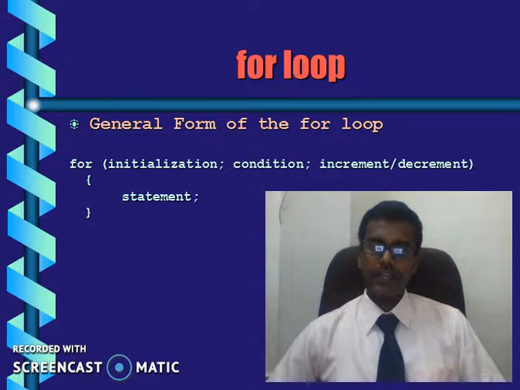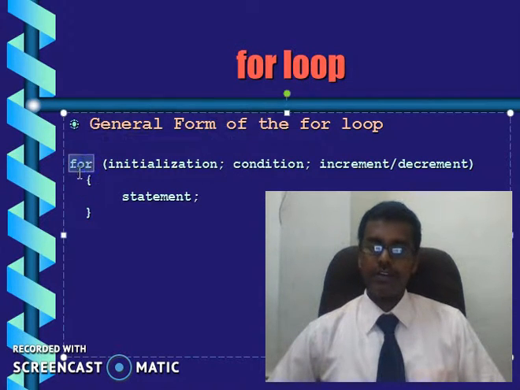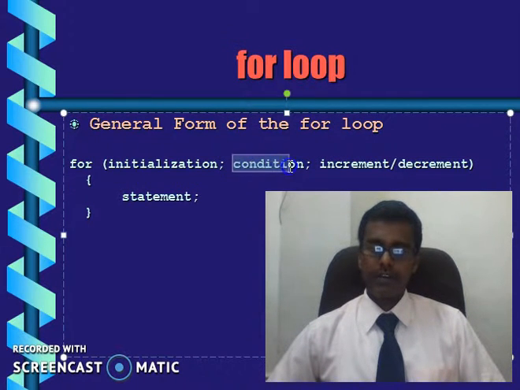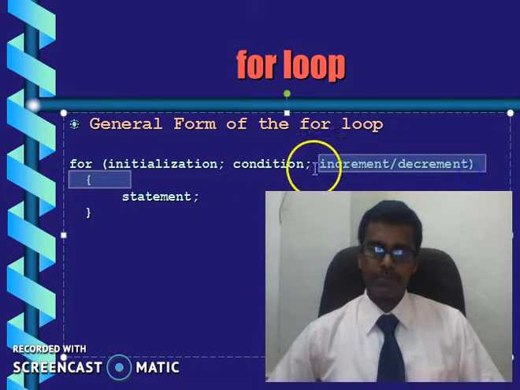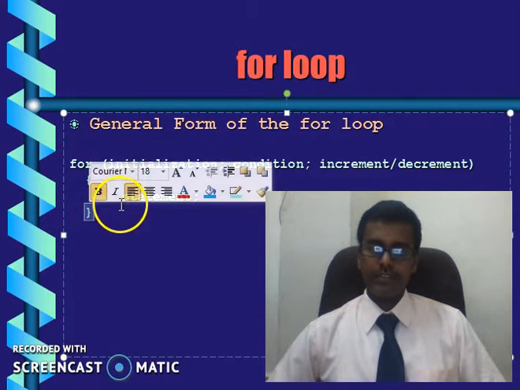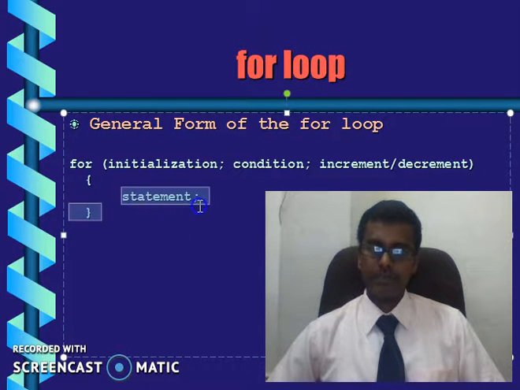The general syntax for the for loop is like this. We have a standard keyword for, followed by three components. The first one is initialization, the second one condition, the third one increment or decrement. And then we have open braces and then close braces, and within this we have a set of statements you are going to do repeatedly.